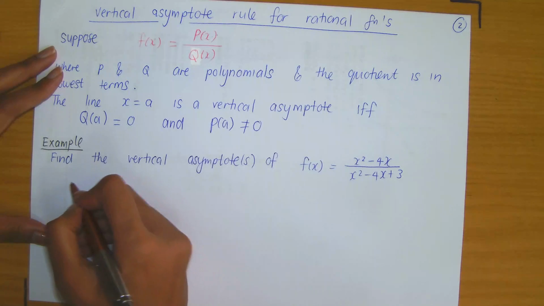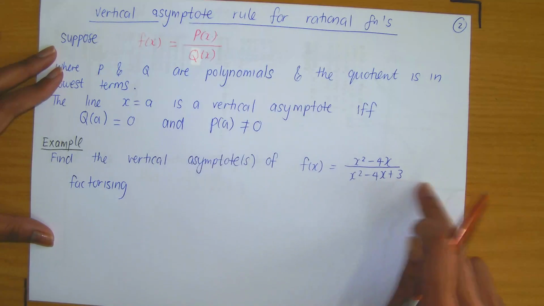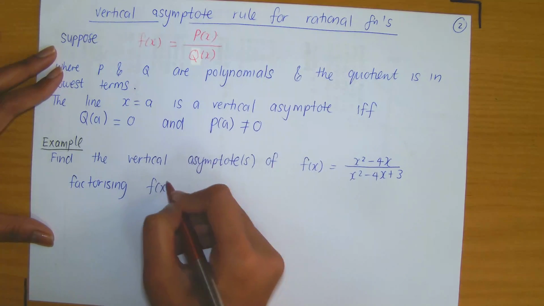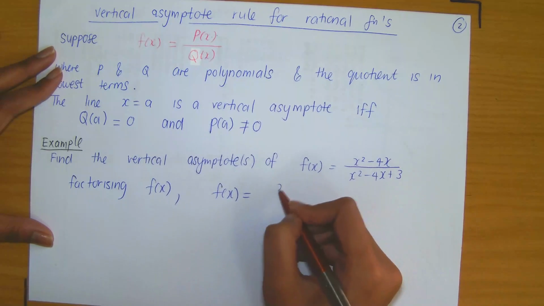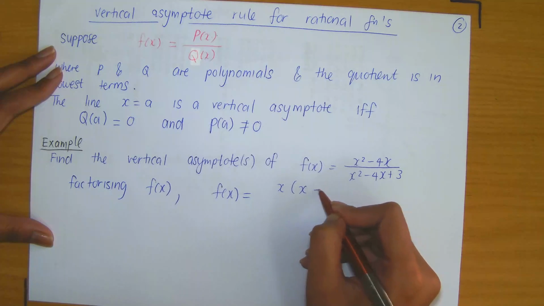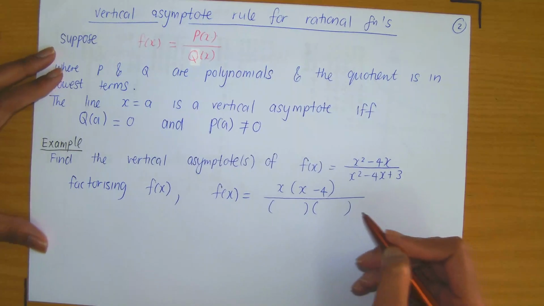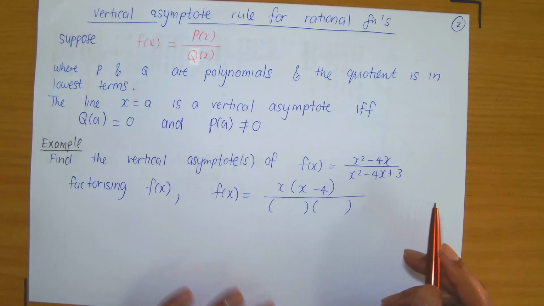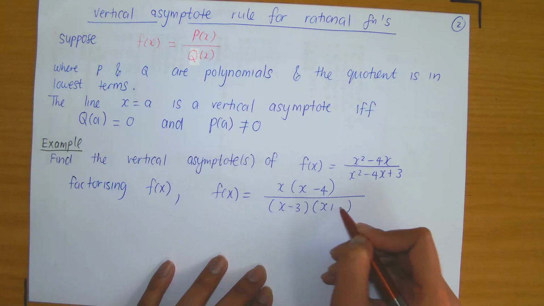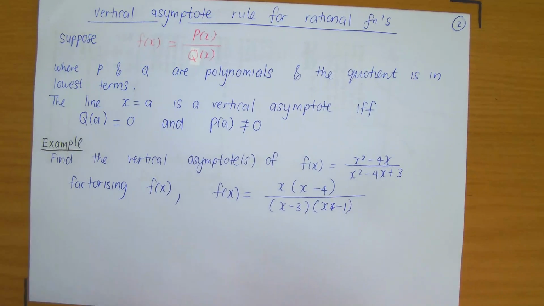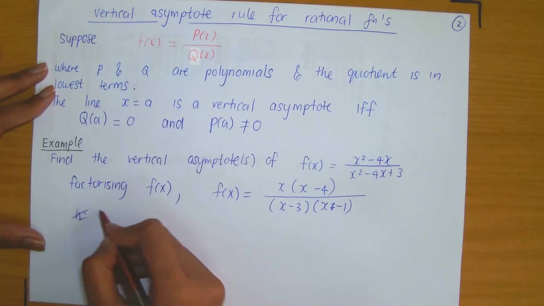Let's now factorize, because factorizing will help us determine when the denominator is equal to 0. Factorizing f of x, I observe that f of x equals, I'm going to pull out x at the top, and I'm left with x minus 4. In the denominator, I observe that I can rewrite this as the product of two factors, and that's going to be x minus 3 and x minus 1. Does that indeed work? Yes, it does.